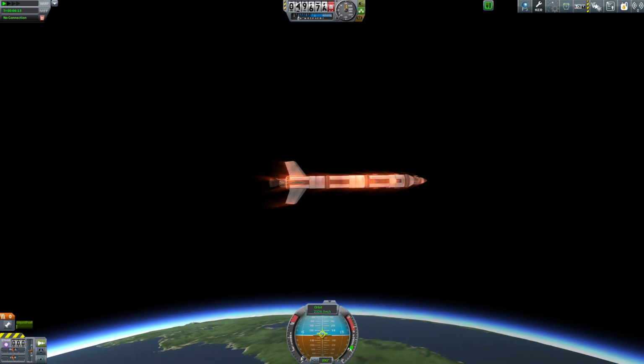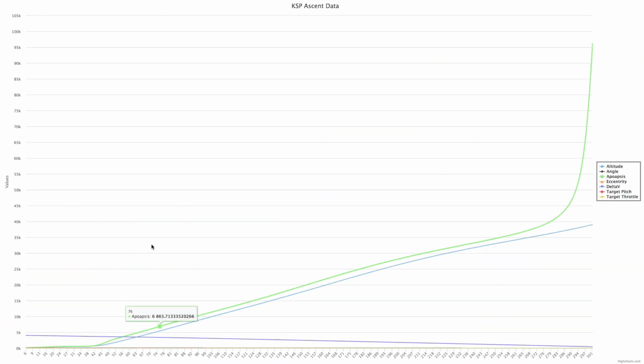So let's jump over and take a look at what we saw. Looking at the ascent data from there, we can see that our apoapsis was never really more than 2 kilometers higher than our current altitude.